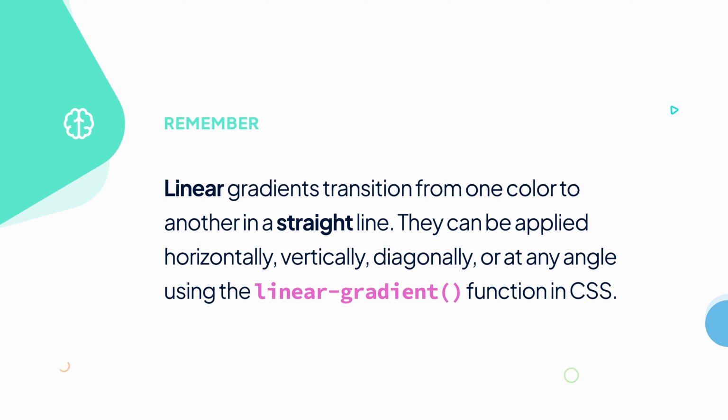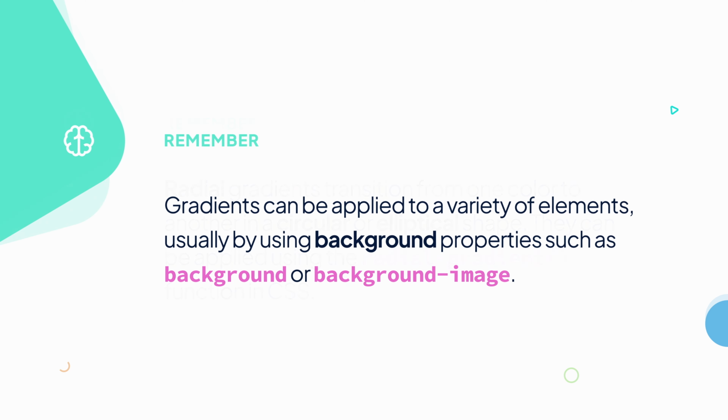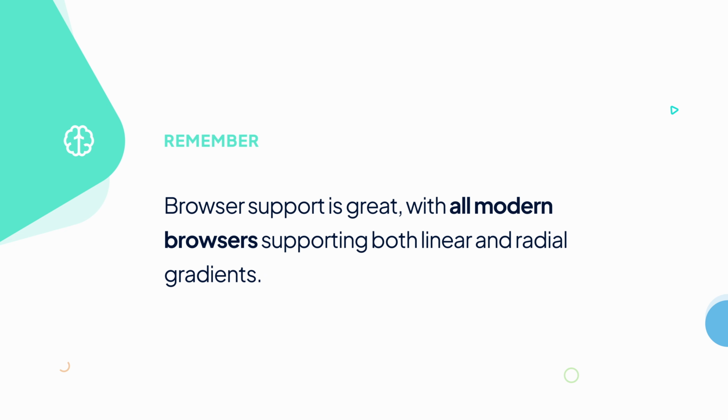Linear gradients transition from one color to another in a straight line. They can be applied horizontally, vertically, diagonally, or at any angle using the linear gradient function in CSS. Radial gradients transition from one color to another in a circular or elliptical shape. They can be applied using the radial gradient function in CSS. Gradients can be applied to a variety of elements, usually by using background properties, such as background or background image. Browser support is great, with all modern browsers supporting both linear and radial gradients. And that's how you can create linear and radial gradients in CSS.